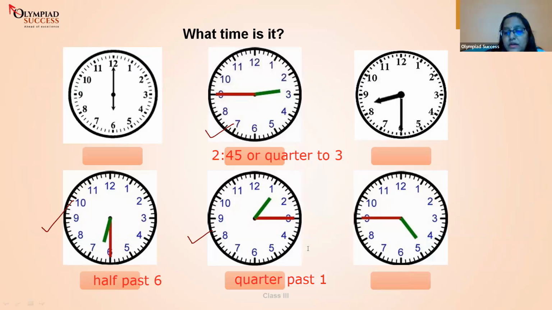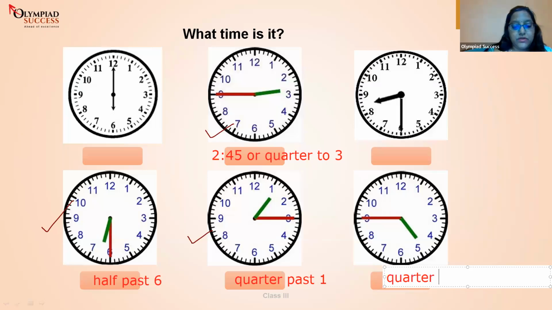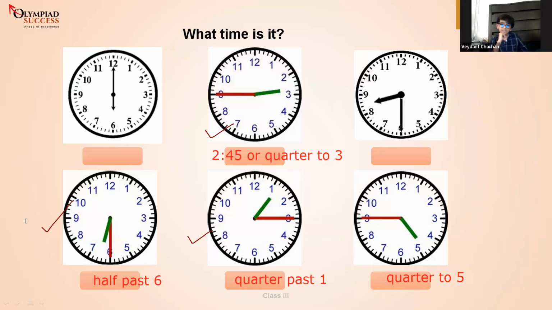Okay. Next one. How do you denote this time, beta? That time is going to be 3:45. Quarter to the next hour. What is the next hour? How many minutes are left for the next hour? 15 minutes. And what will be the next hour? The next hour is going to be 5. Yes, so it will be 4:45. It will be approaching 5 o'clock. It's 15 minutes left to 5 o'clock. So you will be writing 4:45. Okay, understood? Yes.